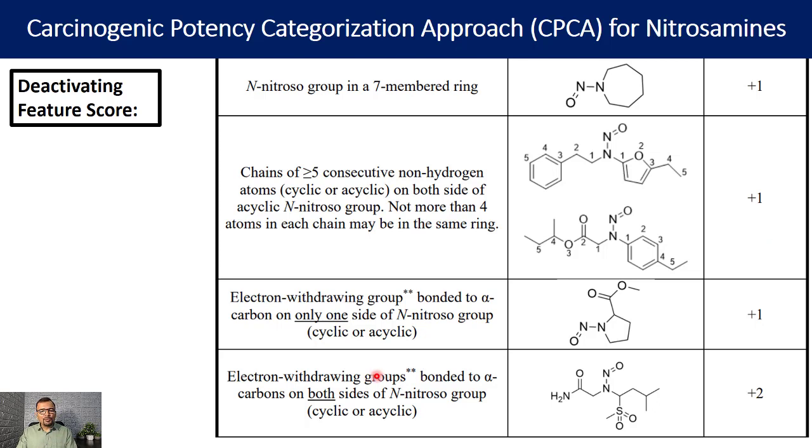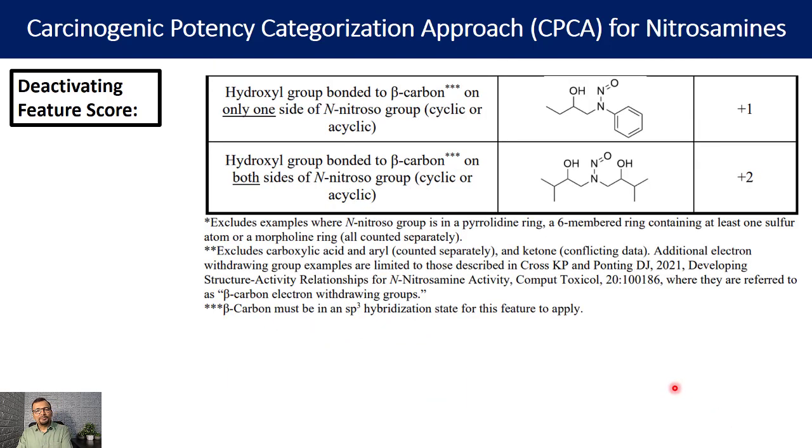Electron withdrawing groups bonded to alpha carbon on only one side of nitroso group is also going to help us in decreasing the potency, and plus 1 is the score. Electron withdrawing groups bonded to alpha carbon on both sides of N-nitroso group is also going to help us in decreasing the potency, and plus 2 is the score.